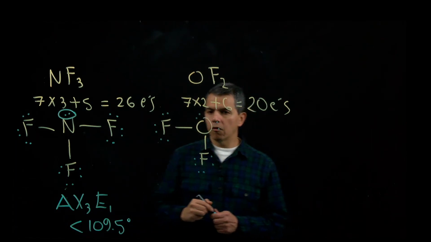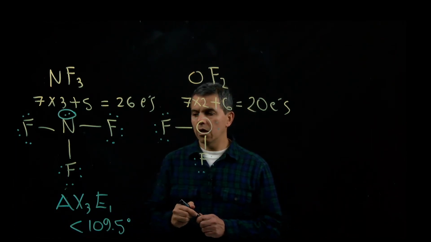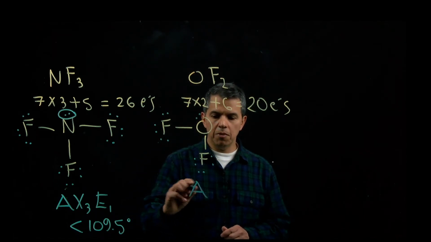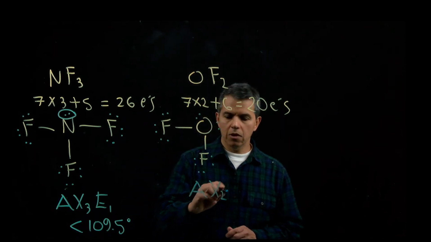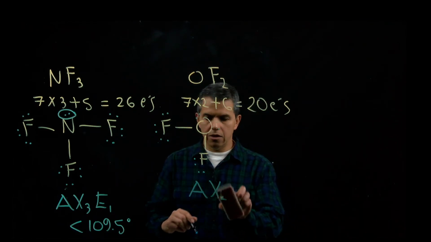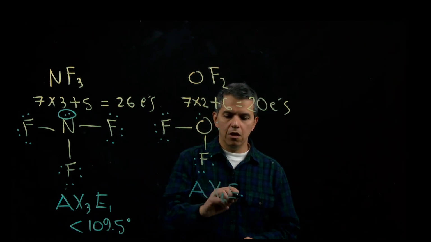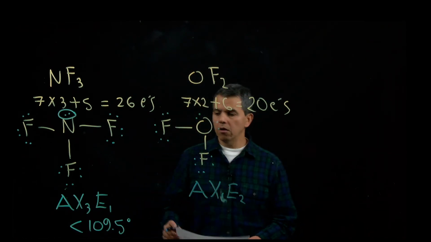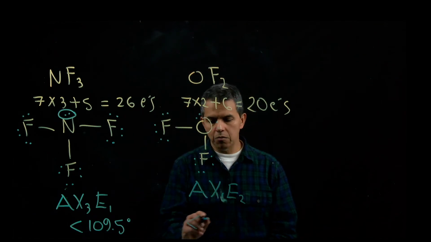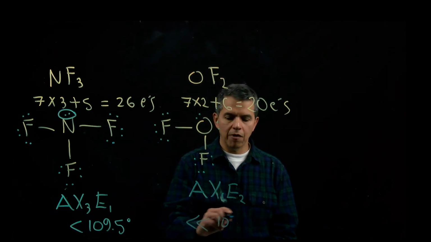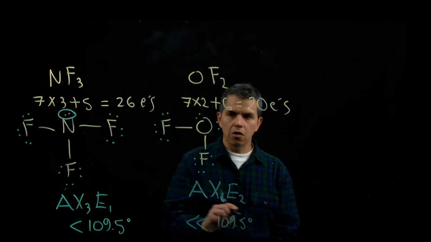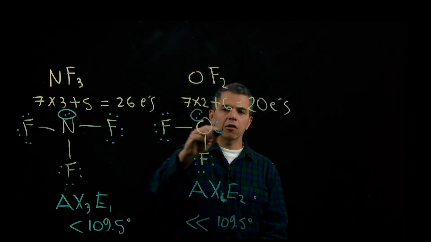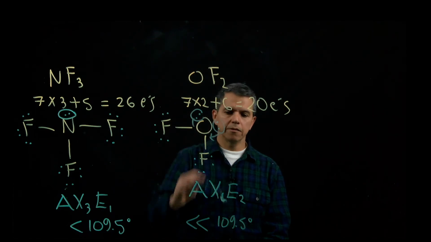This electron configuration for the oxygen is going to be tetrahedral as well, and the molecular shape is AX2E2. This particular angle is going to be much less than 109.5 because the bonds have additional electron repulsion from 2 pairs.